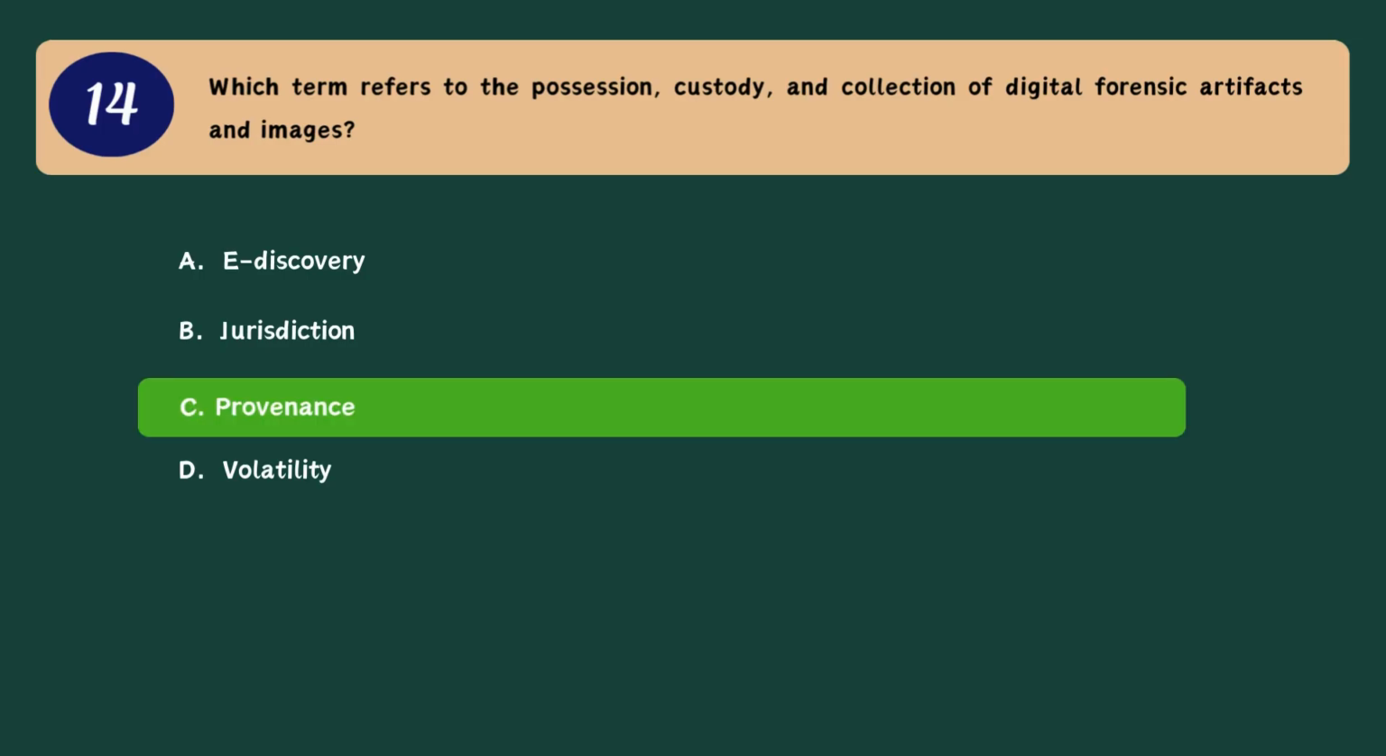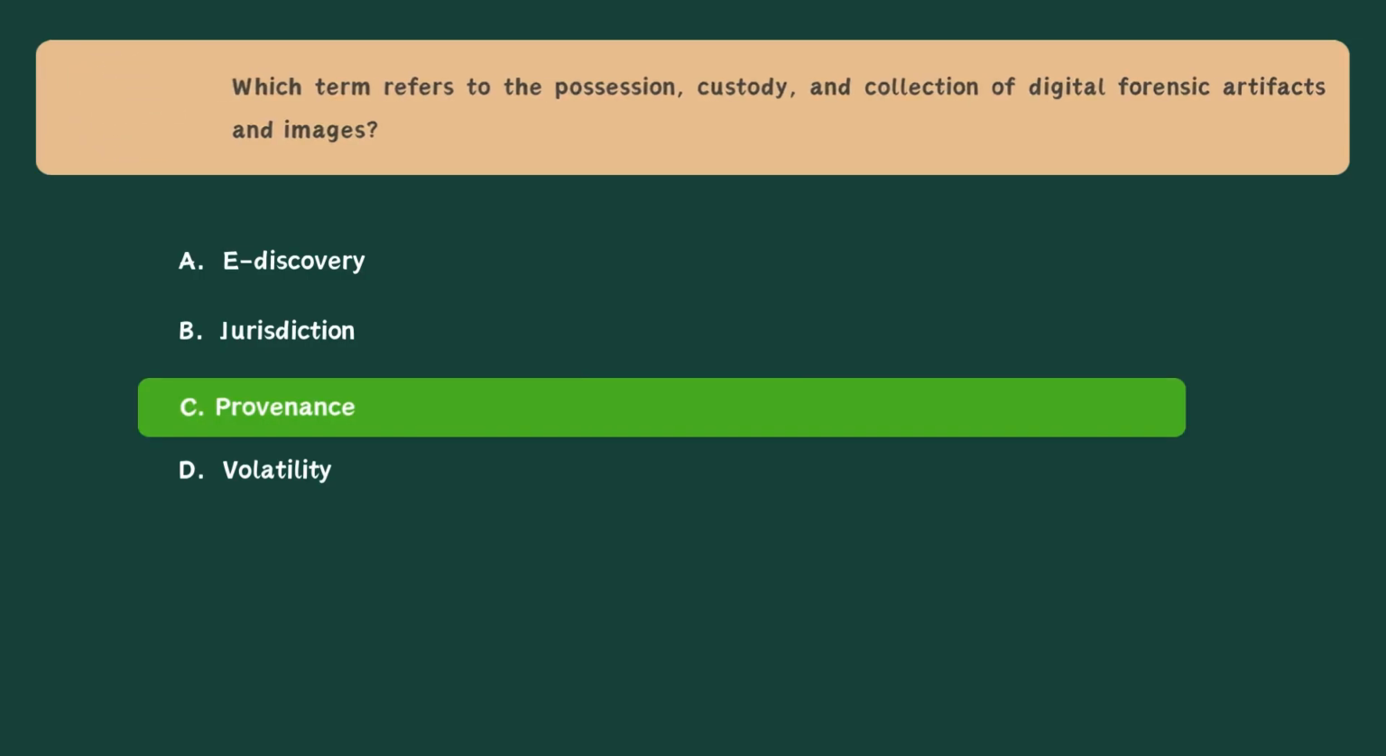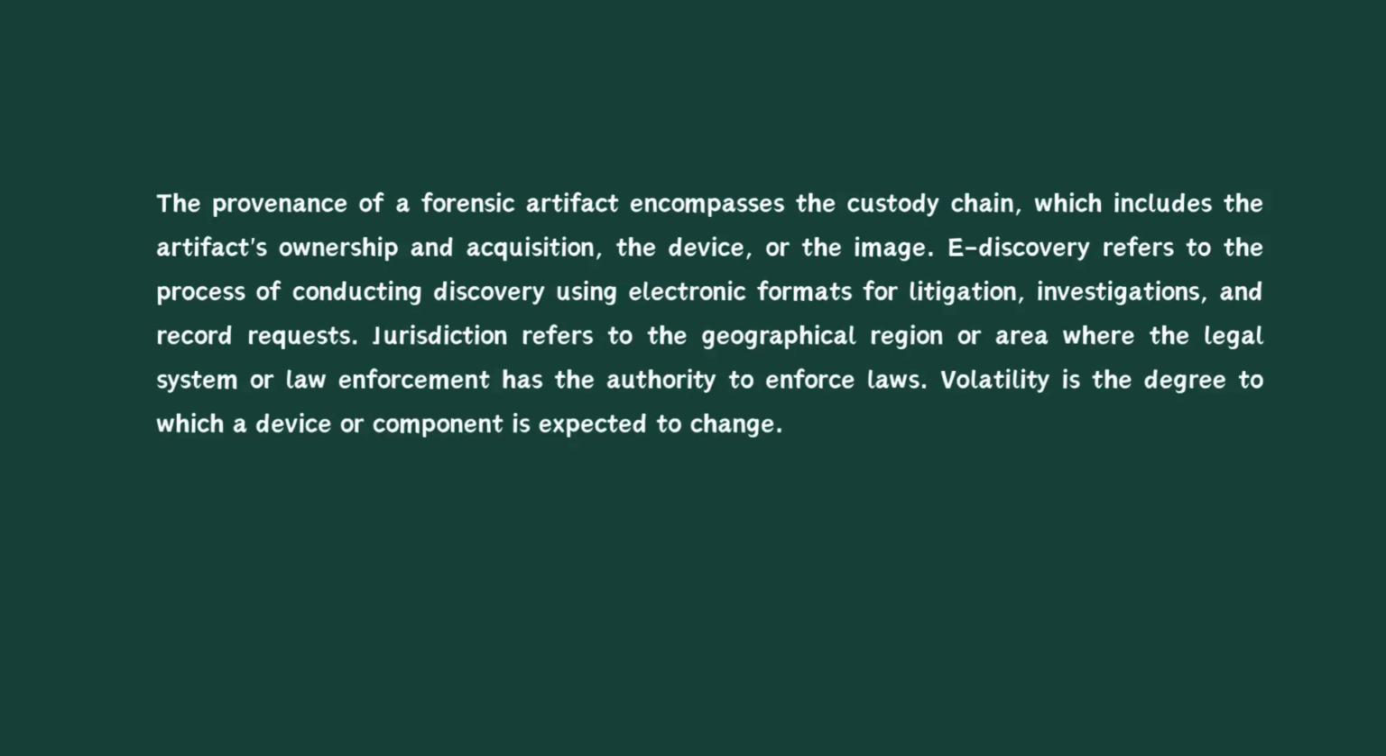Correct answer. C. Provenance. The provenance of a forensic artifact encompasses the custody chain, which includes the artifact's ownership and acquisition, the device, or the image. E-discovery refers to the process of conducting discovery using electronic formats for litigation, investigations, and record requests. Jurisdiction refers to the geographical region or area where the legal system or law enforcement has the authority to enforce laws. Volatility is the degree to which a device or component is expected to change.